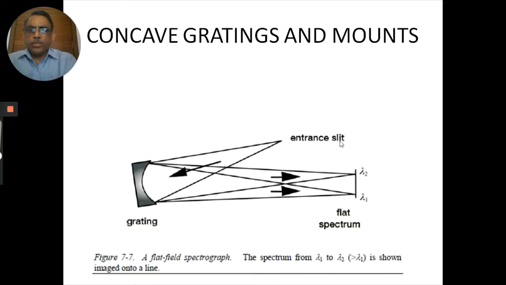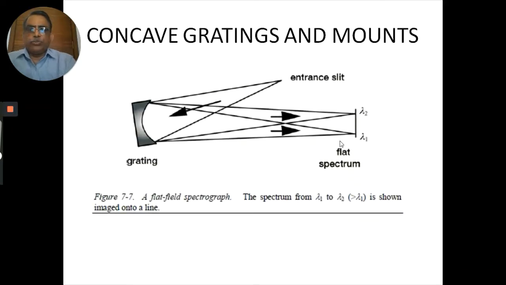The other one is called the far field spectrograph. Now you can have the wavelength separation, lambda 1, lambda 2. You have an entrance slit, so it's falling on this grating. That is how you can have the grating not only on the planar surface, you can also have it on the curvature. It's called concave gratings. So that will help you to have the spectrometer design, otherwise monochromator design.